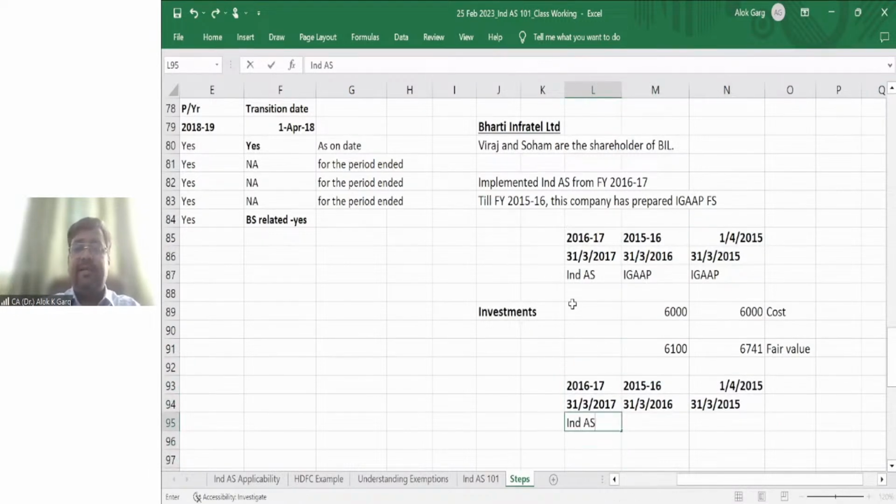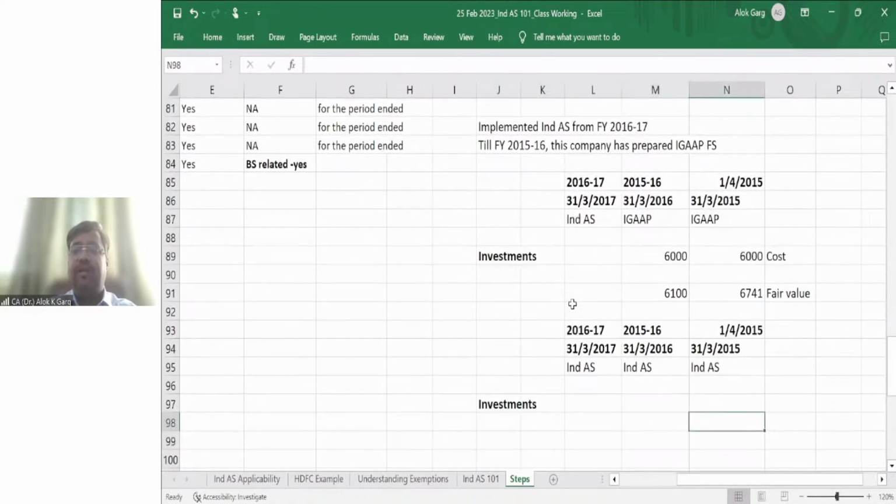Now, this 16-17 is the first number. This is the restated number. This is the restated number. And Soham and Viraj were not chartered accountants, they were an engineer and a doctor. They were surprised to see the numbers, which are 6,741 crores and 6,100 crores. Right.